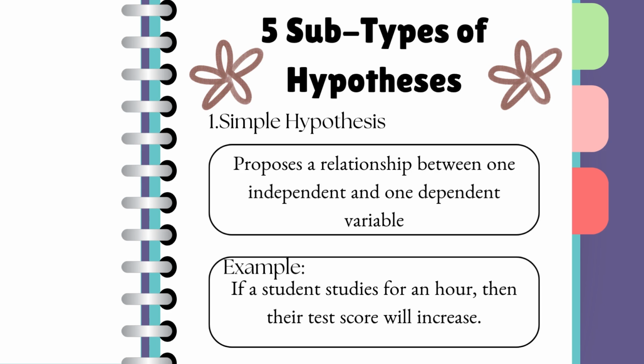For example, if a student studies for an hour, then their test score will increase. This is a simple hypothesis because it predicts a direct relationship between two things, studying and test scores. It's also easy to test and see if it's true.